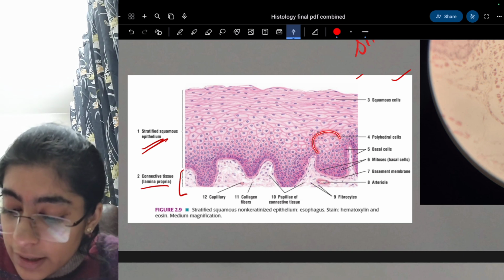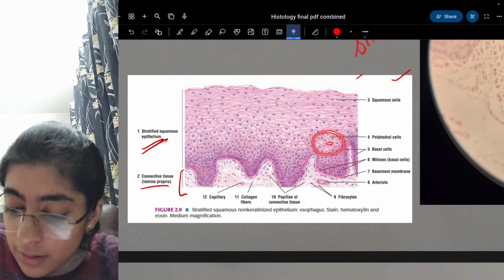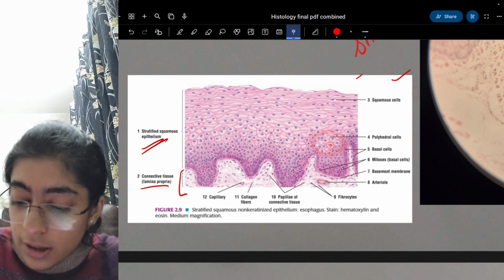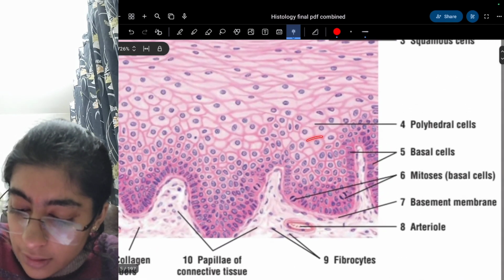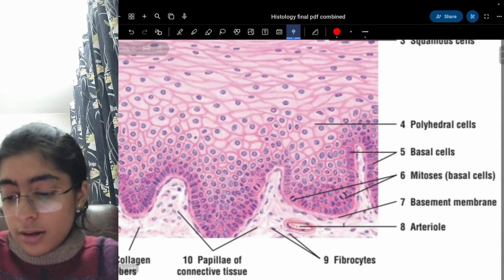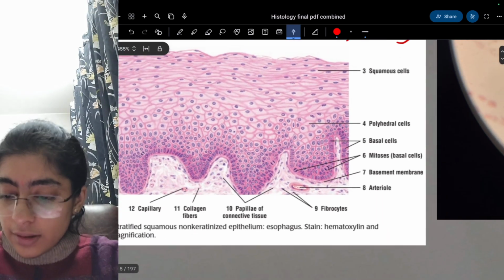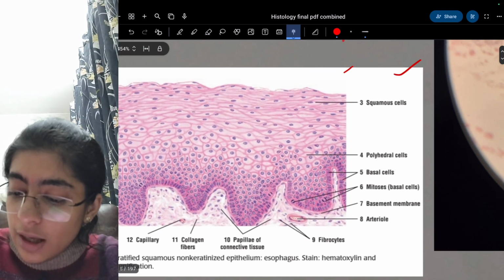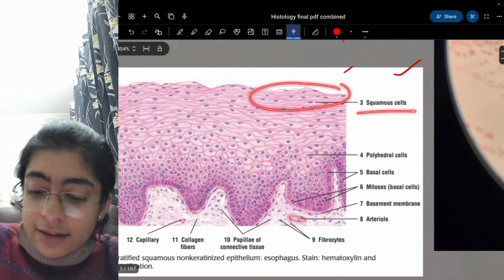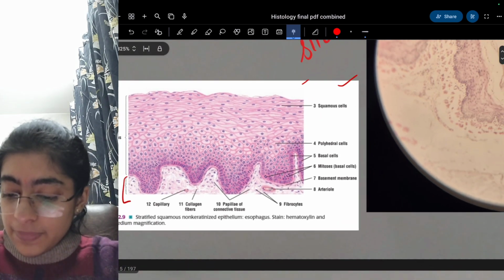These are the polyhedral cells. I hope you can see 1, 2, 3 and 4. There are different shapes of cells. Next are the squamous cells, and these are the flat cells as you can see.